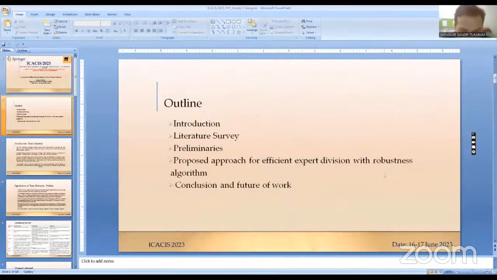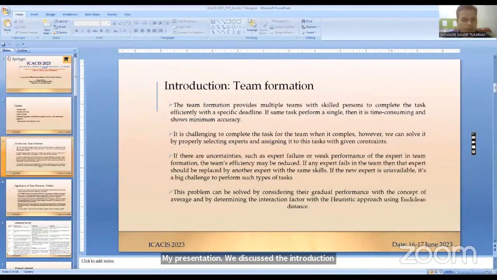Okay, so the outline of my presentation: we discussed the introduction, literature survey, preliminaries, proposed architecture, and future work. Team formation. What is team formation? Why do we require team formation?